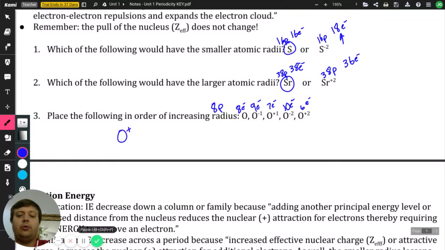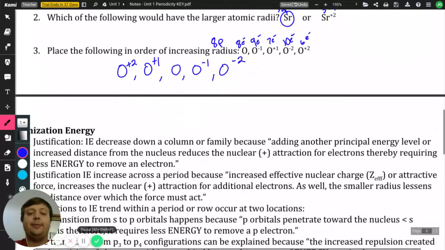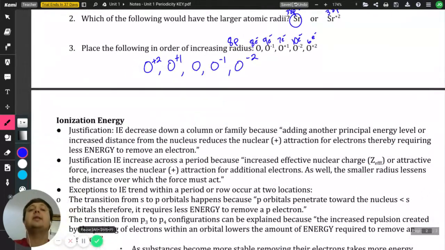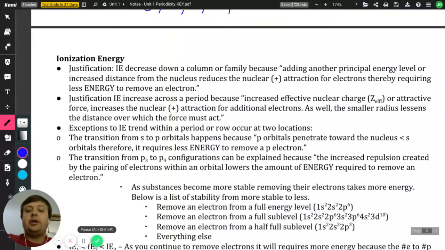So we have O with a plus 2, and then O with a plus 1, and then we would go to our neutral atom, and then we would have O with a minus 1, and then O with a minus 2 in terms of increasing our radius. Okay? All right. So that is talking about the size. And y'all, a lot of times the justification with size will also apply to the justifications with the other trends as well. Okay? So ionization energy.